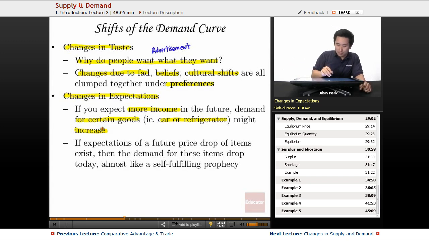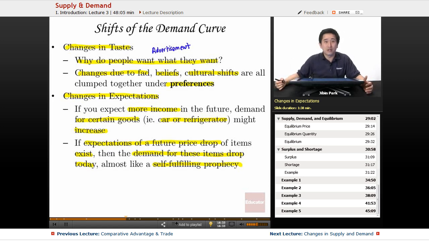Now, kind of along the same line of thought, if the expectations of a future price drop of items exist, then the demand for these items drops today. So almost like a self-fulfilling prophecy. So what does that mean here? So let's say, hypothetically, that you know for a fact, or you anticipate, that the price of PlayStation 4s is going to decrease by 50% within the next month. Then what's going to happen to your demand for PlayStations right now at the current price before the drop? It's actually going to decrease. And it's almost kind of like a self-fulfilling prophecy.